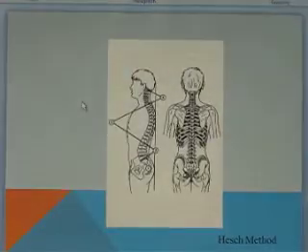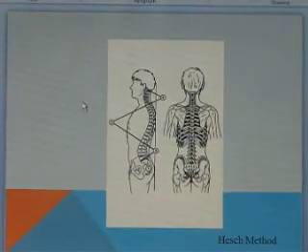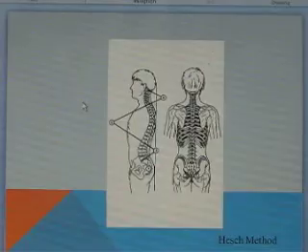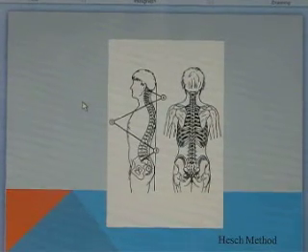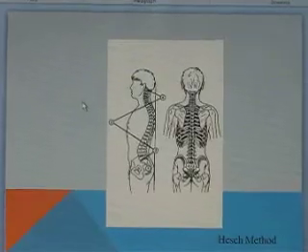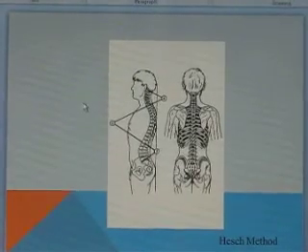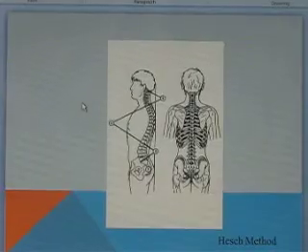This is taken from Kapandji's books, and this demonstrates the primary curves in the spine. On the left is a sagittal view, and then a dorsal view on the other side. And when you alter one of those primary curves, of course, the other curves are affected.